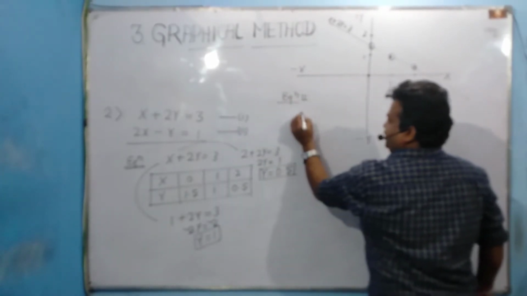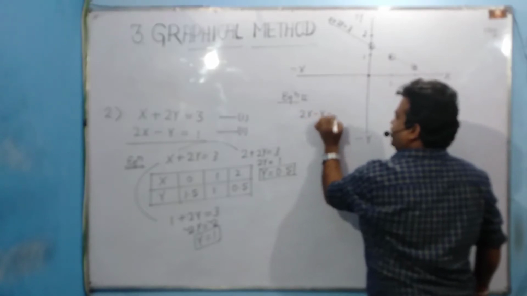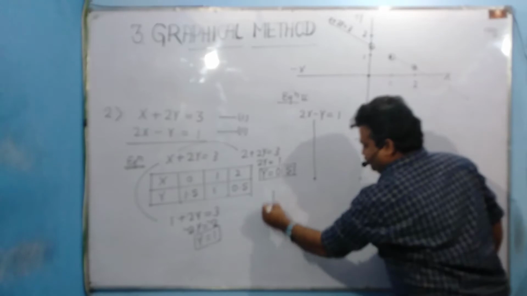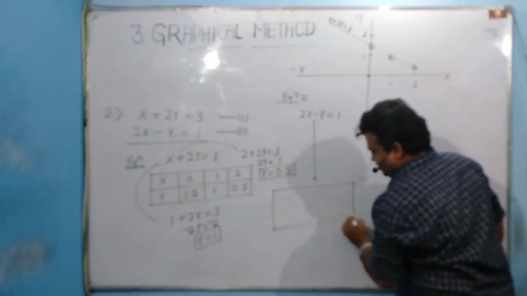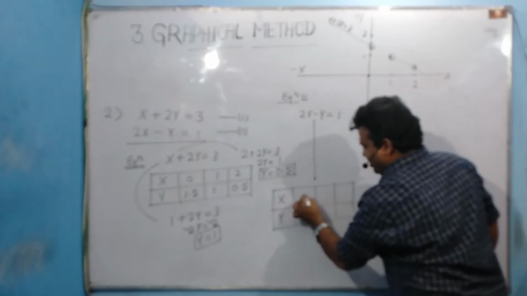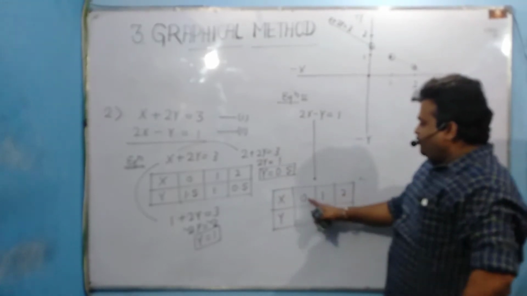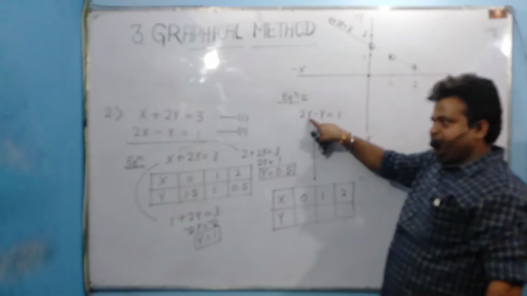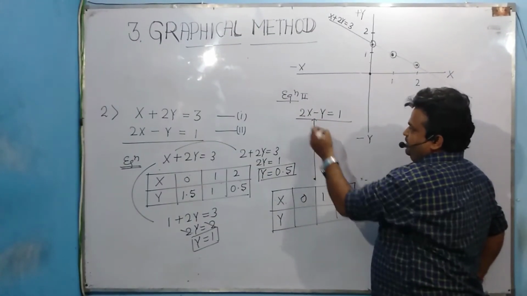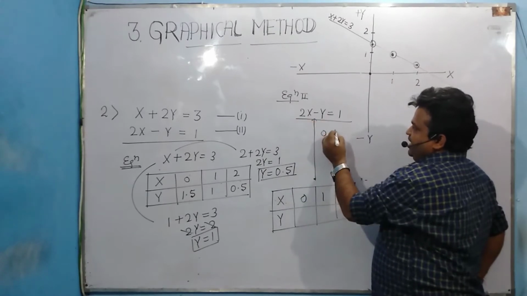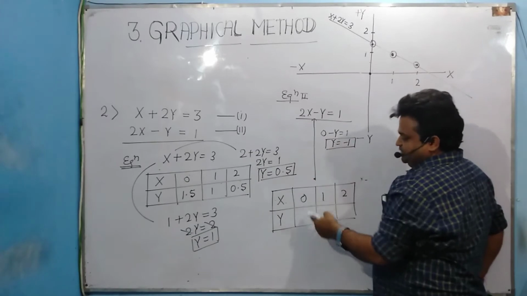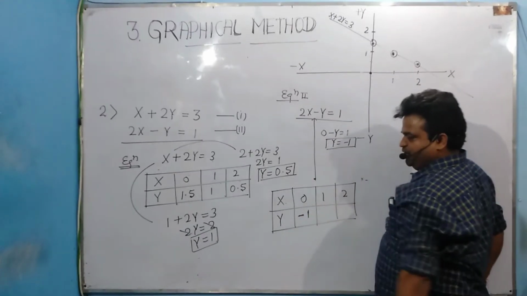Now equation 2 is 2x minus y equal to 1. I rewrite this equation over here, and I am going to draw a table and find the different coordinates by putting x value 0, 1, 2. When you put x equal to 0 in this equation, you get 0 minus y equal to 1, so y equal to minus 1.